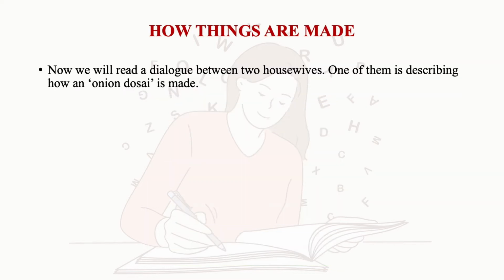Now, we will read a dialogue between two housewives. One of them is describing how an onion dosai is made. The dialogue is between Salma and Kaveri. So here we read the dialogue.